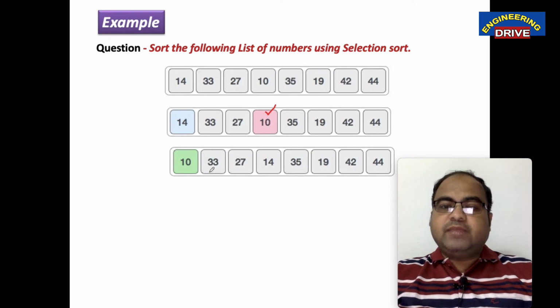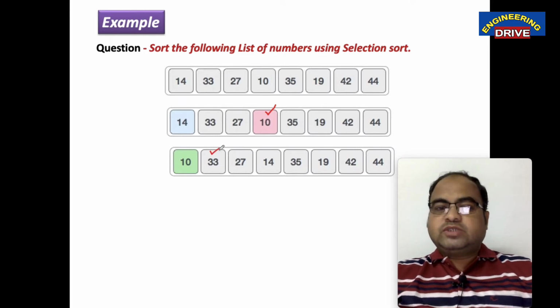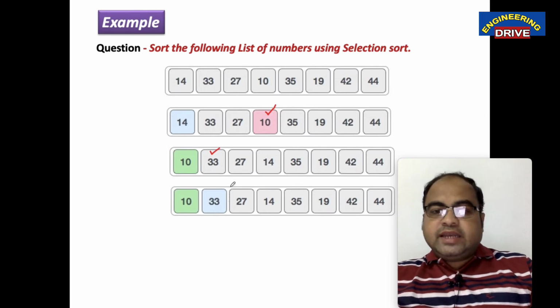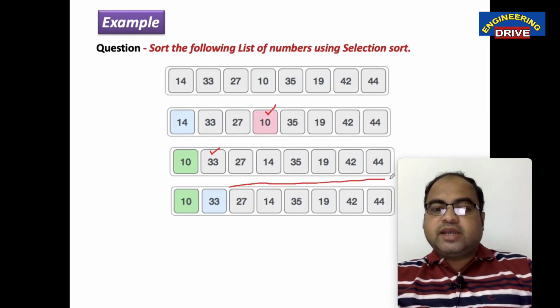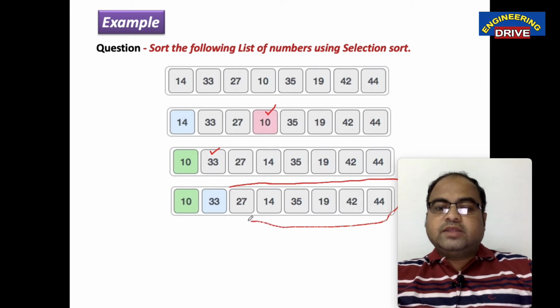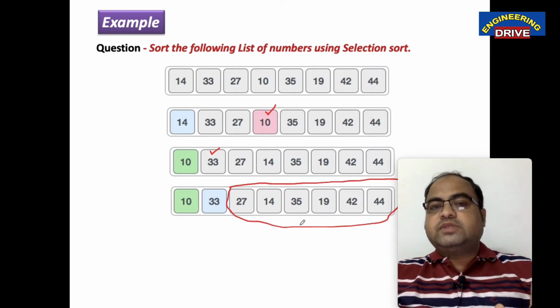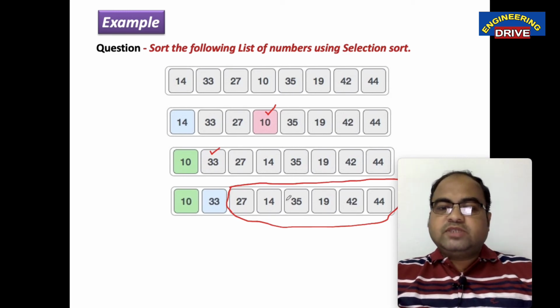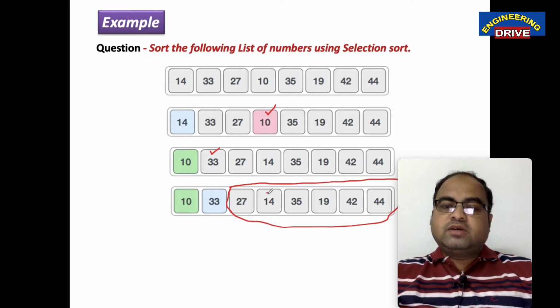Now, next point. What do we need to do? Take the second leftmost element. After 10, the leftmost number is 33. Now select this 33. This is the next unsorted array. In this unsorted array, select the smallest number. So tell me, which is the smallest number? 27, 14, 35, 19, 42, 44. Of course 14 is the smallest number.